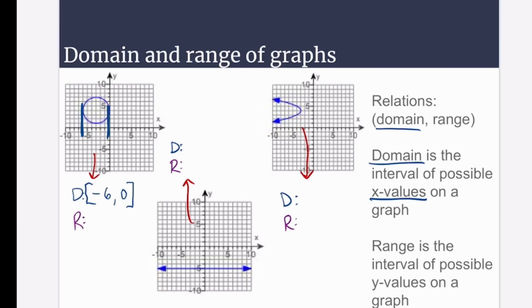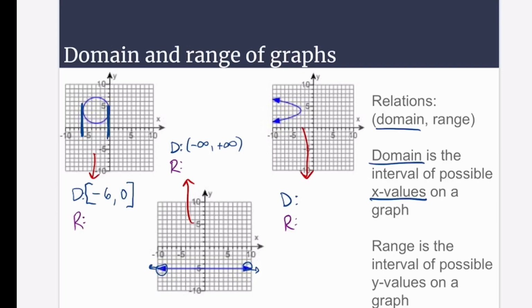For the second one on the bottom, the x values, well, because there's an arrow on both sides, it's going to the left and it's going to the right. And if I'm looking for x values, I'm looking horizontally where this thing is going. Because of that, the domain is going to be all real numbers. So -infinity to +infinity.